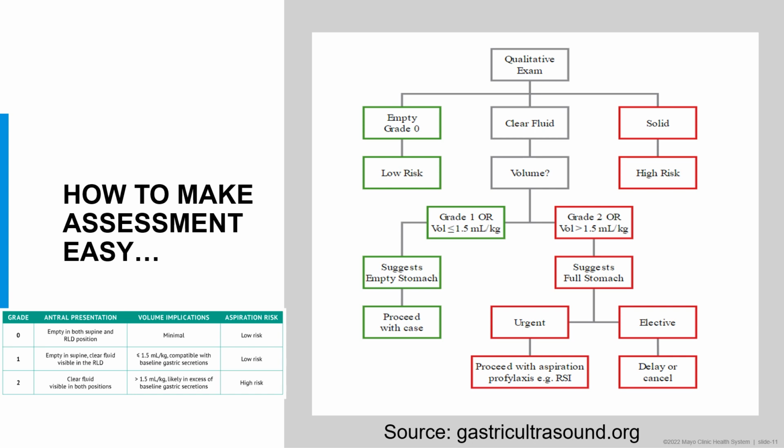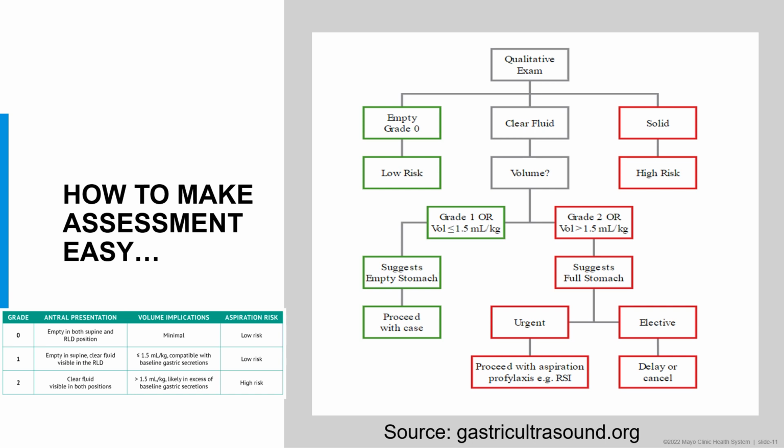Of note, this flow chart on the right is for when the patient is in right lateral decubitus position. Okay, so if the patient is starting out supine and you see a stomach full of solids or clear liquids, you are done. The patient should be considered a high aspiration risk. However, if you look and see the bullseye pattern suggestive of an empty antrum when supine, then you need to turn the patient into the right lateral decubitus position.